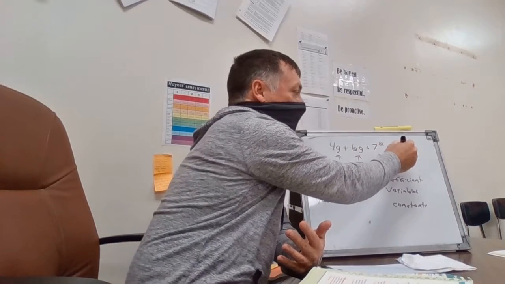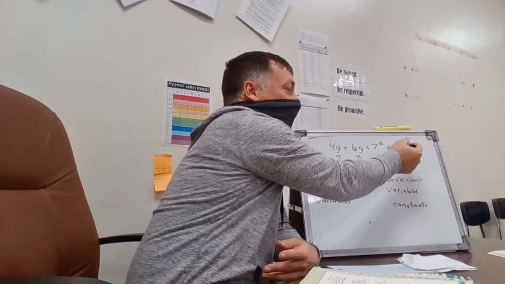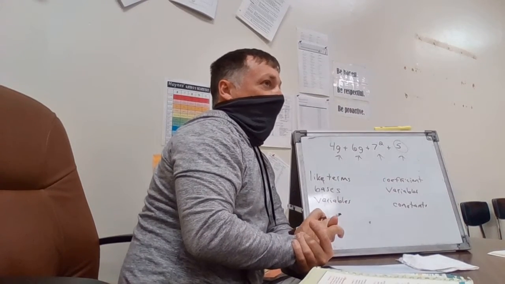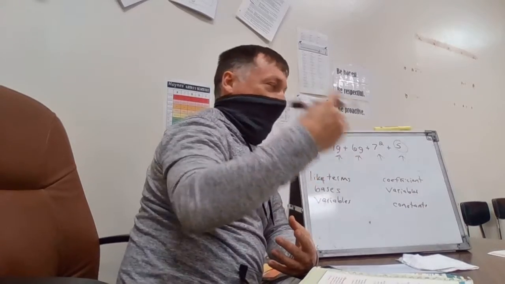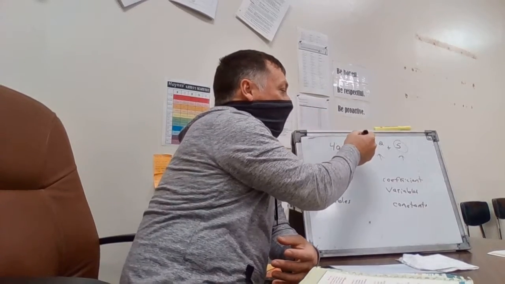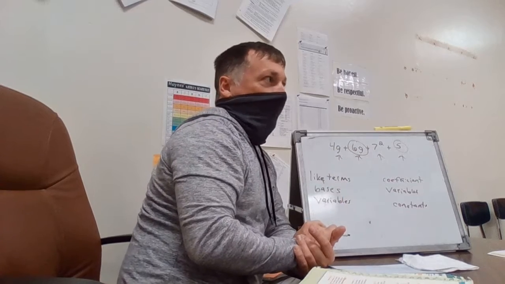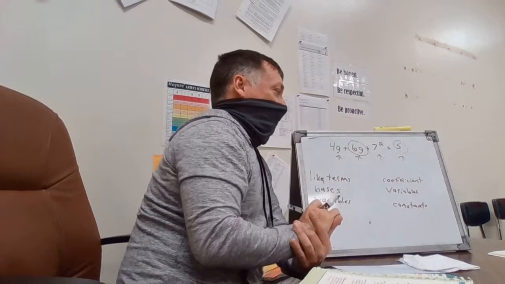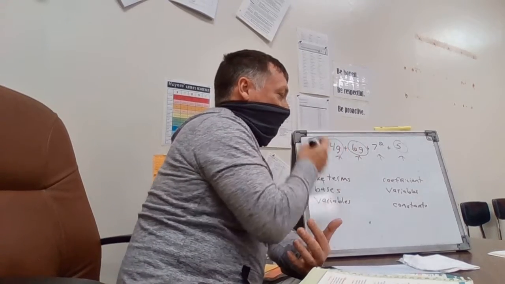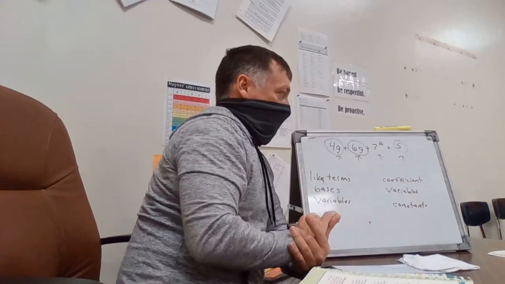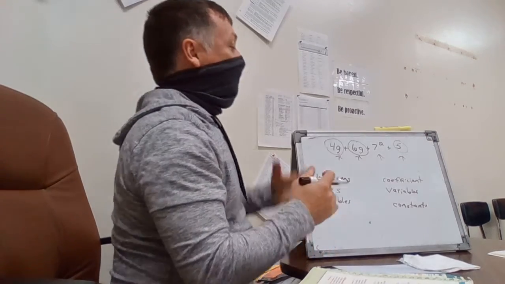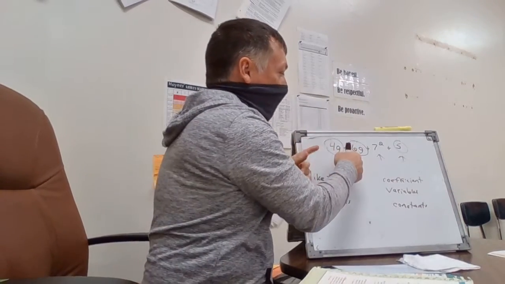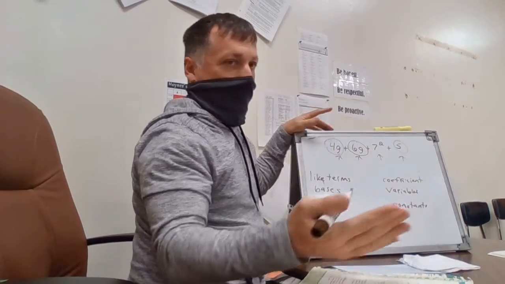They're all terms. Okay, this is a numeric term. Why was that numeric? Because it only has a number. Okay, so that's what numeric means, number. All right. So this is an algebraic term. Why is that algebraic? It has a letter. It's got a variable in it. Okay, so terms are either numeric or algebraic, and they're separated by either a plus sign or a subtraction sign.